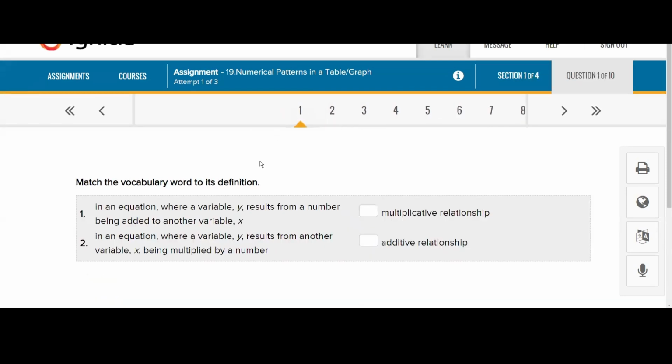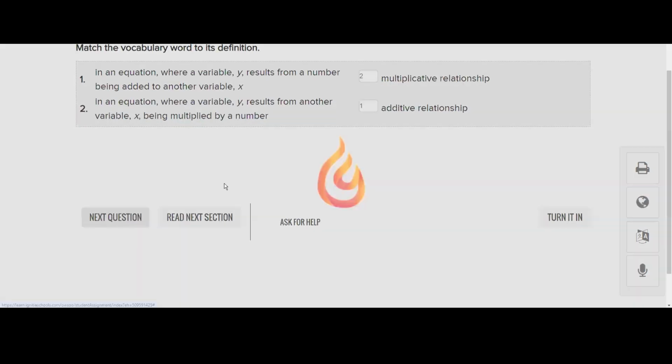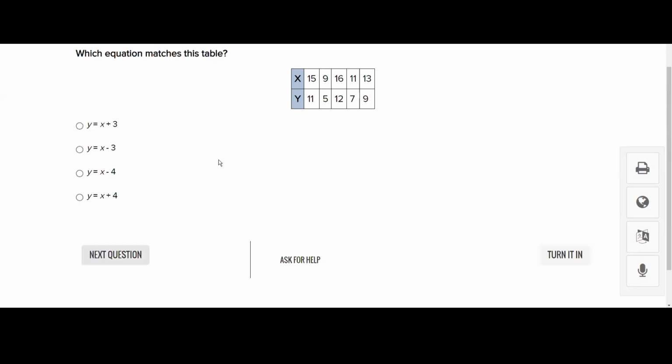For the first question, in an equation where a variable y results from another one being added, that is additive, okay? And the other one is multiplicative. Then the next one, which equation matches this table? X minus 4, okay? The top values minus 4 each gives us the bottom value. So x minus 4.